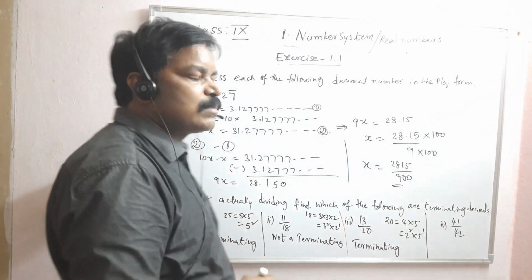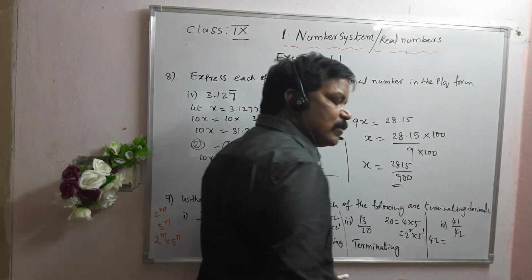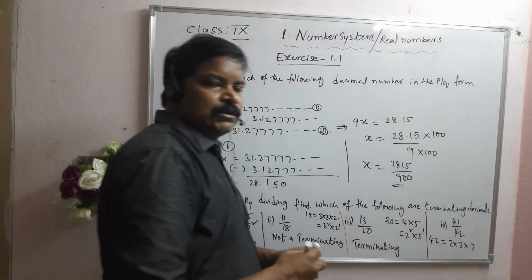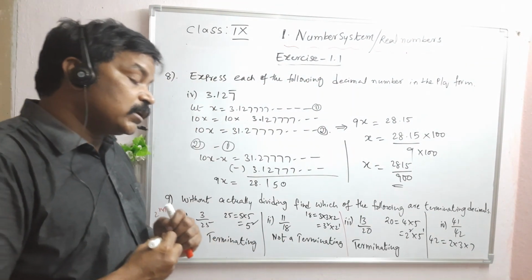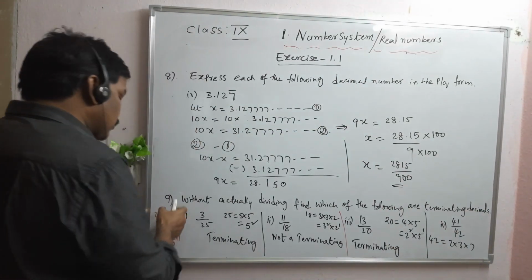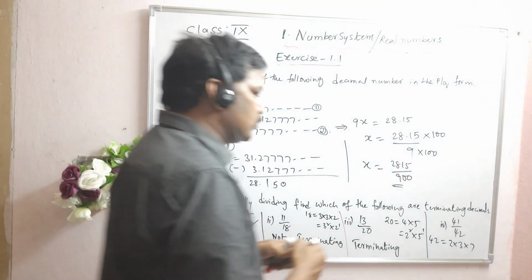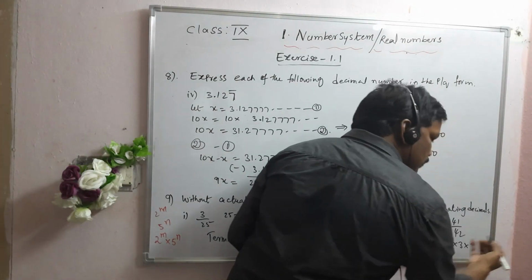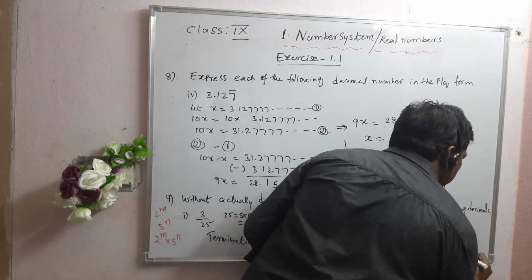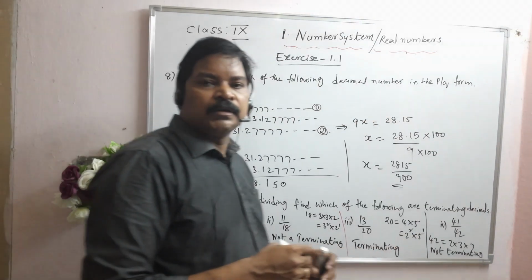Next one, 41 by 42. So take 42 and write it as the product of prime factors. This is 2 into 3 into 7. So the product of prime factors of 42 is not in the form of either 2 power m or 5 power n, or 2 to the power of m into 5 power n. Therefore, this 41 by 42 is not terminating. Understand, children?